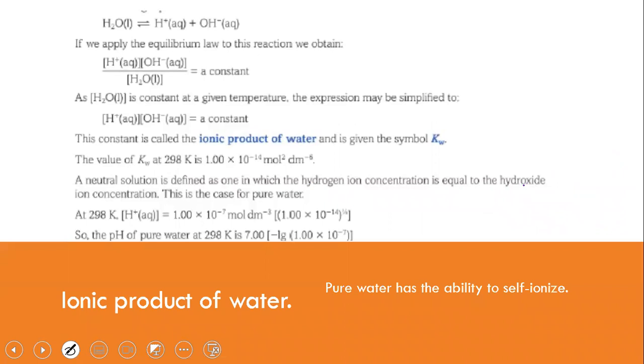Now, we need to talk about something known as the ionic product of water, right? So when we talk about water, water can also dissociate to give us hydrogen ions and hydroxide ions. So if we take out the formula for the acid dissociation, it would be product divided by reactant. This is your product and this is your reactant.